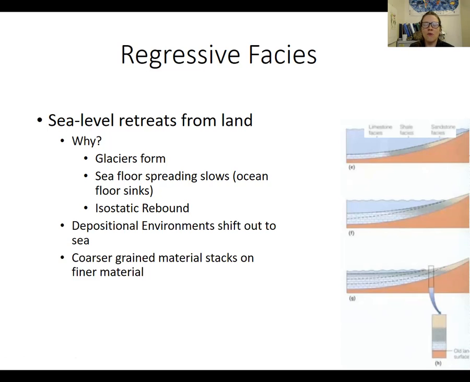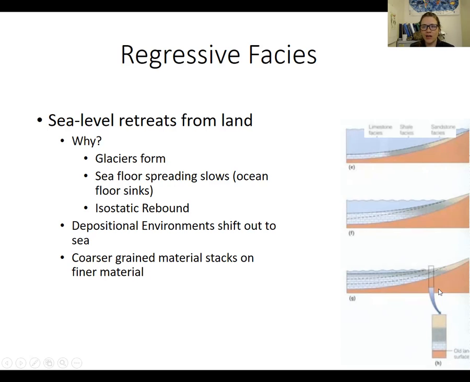And so when this happens during this regressive kind of facies forming period, we would have these depositional environments that are shifting out to sea, and that causes the shale to start to encroach over the limestone, and then the sandstone to start to encroach over the shale. So we would see, if we drill down into a column, exactly the opposite. The sandstone stacked on top of shale, stacked on top of limestone. And in that case, we have the coarsest, more terrestrial material stacked on top of the finer, more marine material.